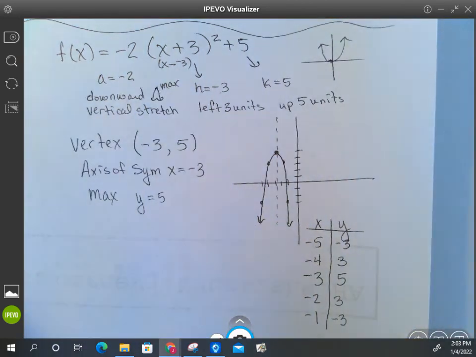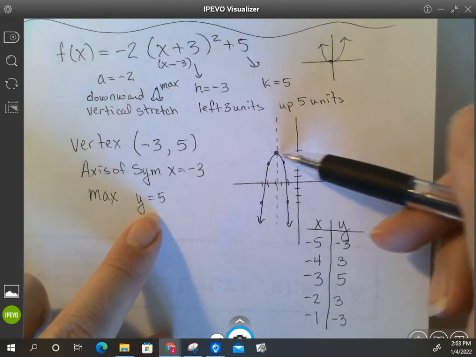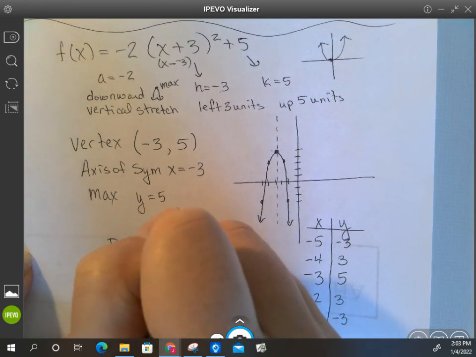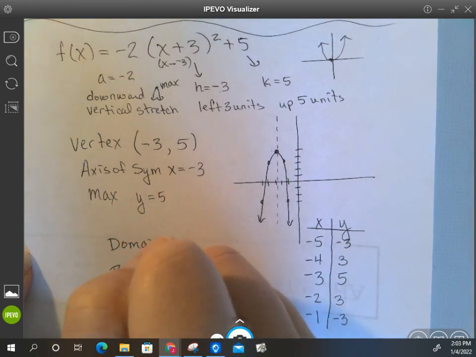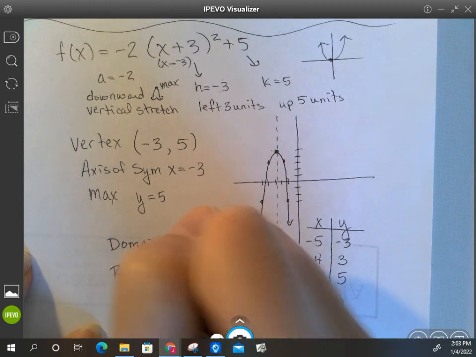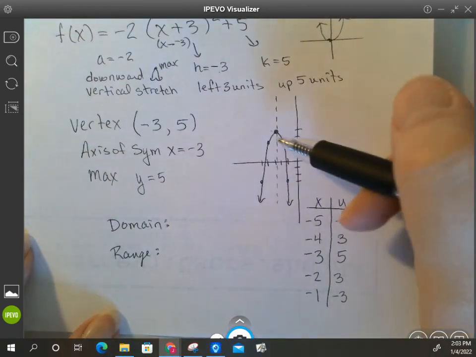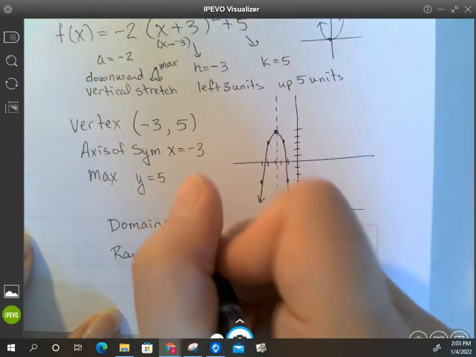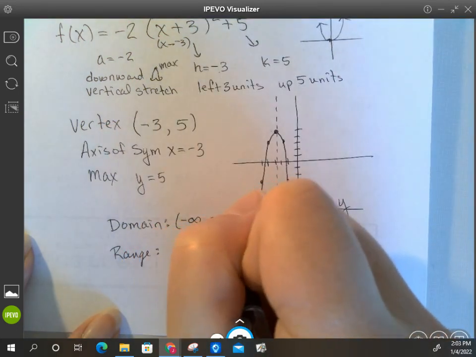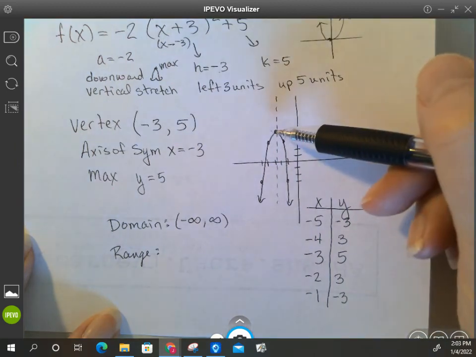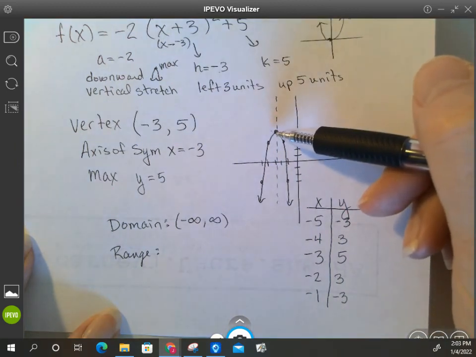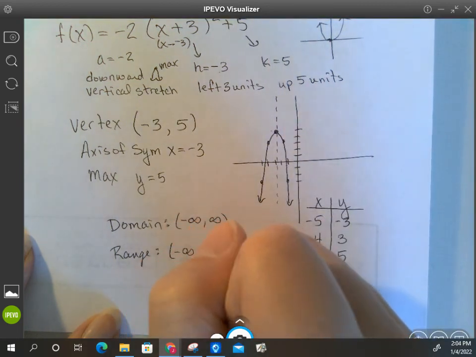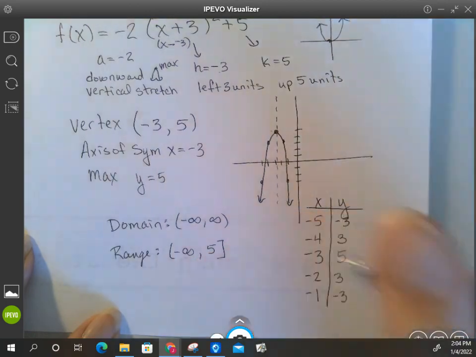And now that I have that graph, I can see that max value at 5. And the other thing I want to talk about is my domain and my range. So even though my graph opens downward, I can see that this is going to get wider. Okay, even though it's a more narrow graph, it's still getting wider, so negative to positive infinity. The range has a high at 5, but the low is negative infinity. So interval notation, we always start with the low, and we stop at the high value with a bracket.